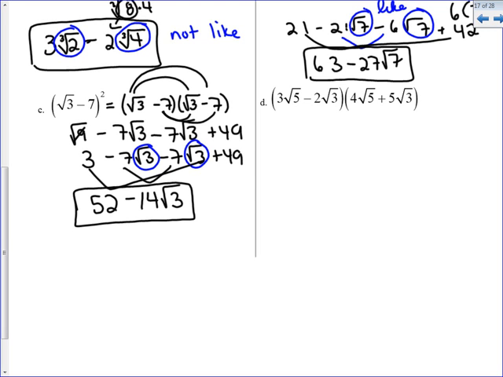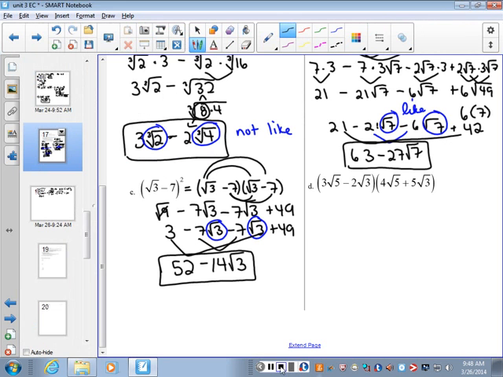So I want you to try D. Try the big one. Write each thing you're multiplying together out, and then multiply the numbers in front, multiply the radicals. See how you can simplify. Okay, so let's put this one up. I don't know that we'll get to finish these notes today. I don't think so.